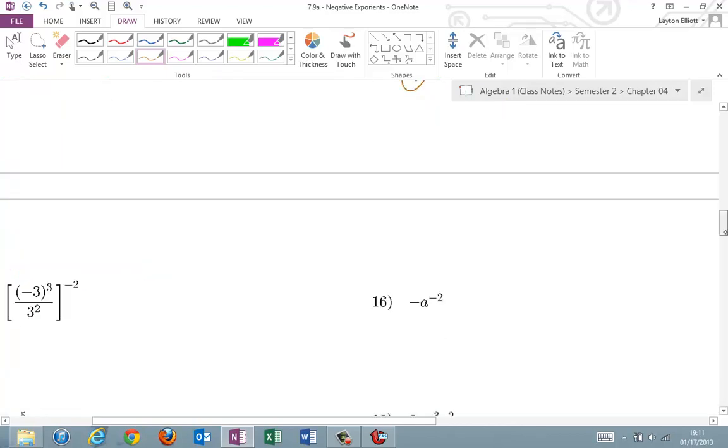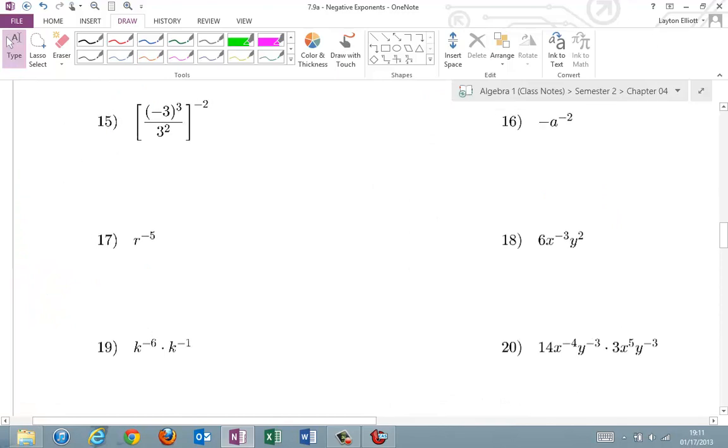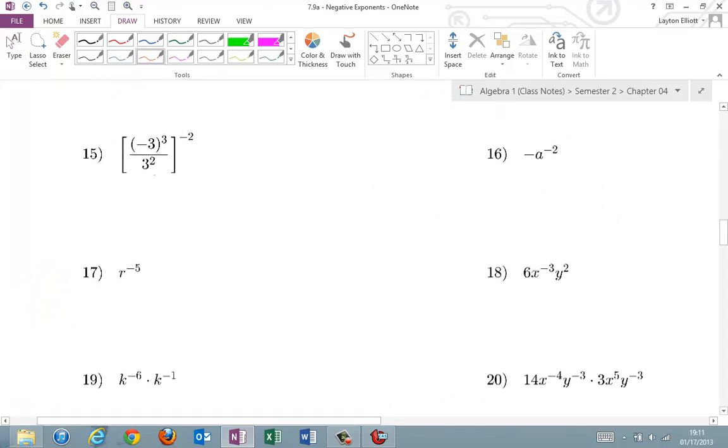Let's go to 15. Now we're going to have to kind of set some strategy here. Let's do order of operations. Negative 3 to the third power is negative 27. 3 squared is 9, and that is all to the negative 2. Negative 27 over 9 can simplify to negative 3. Negative 3 to the negative 2 is the same thing as 1 over negative 3 to the positive 2. Negative 3 to the positive 2 is positive 9.